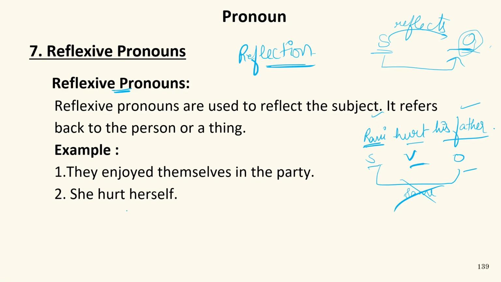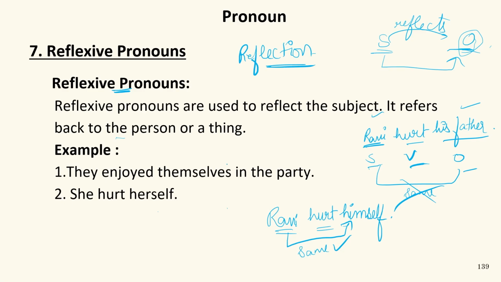But if I say Ravi hurt himself. Now Ravi hurt. Whom did he hurt? He hurt himself. It means Ravi and himself, both of these are the same person. Ravi is talking about himself, or we are talking about Ravi himself. It means Ravi hurt himself. He did not hurt anyone else. In fact, he hurt himself.